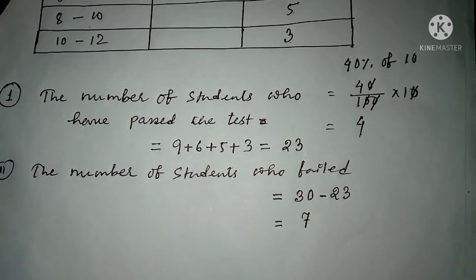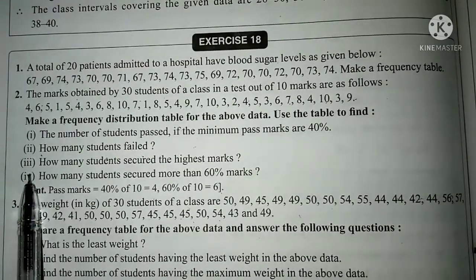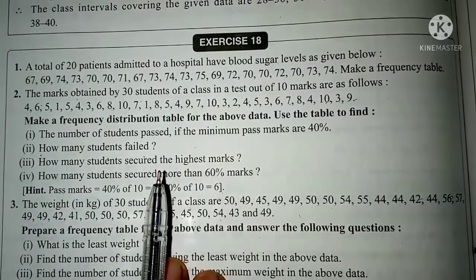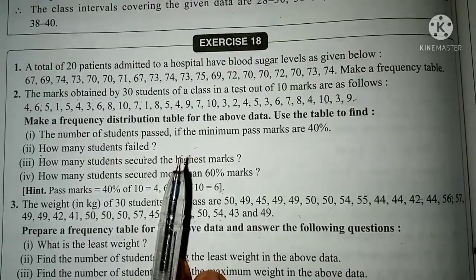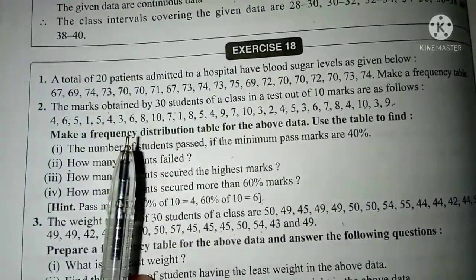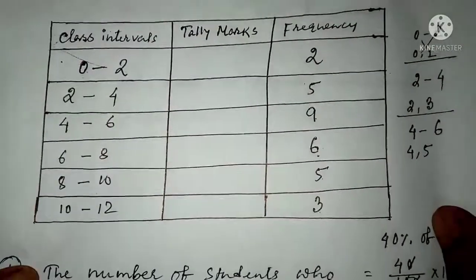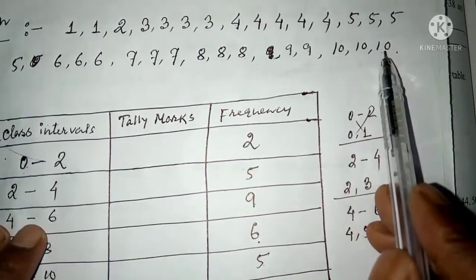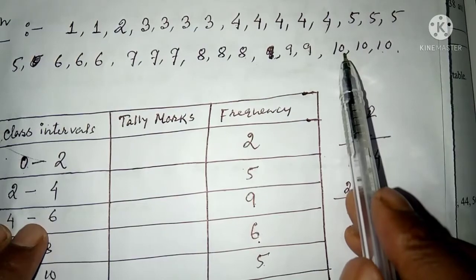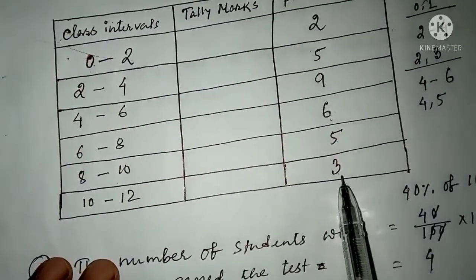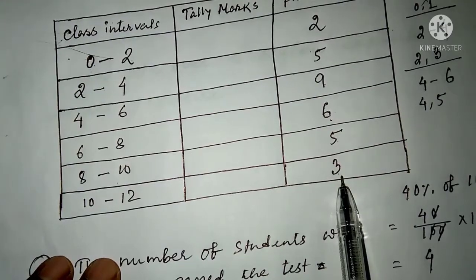Okay. Now the third one is how many students secured the highest mark. So you can see here, what was the highest mark here? The highest mark is 10. So how many students have got 10? 1 2 3, or from here also you can see that is your 3. So what will be the answer? The answer will be your 3.